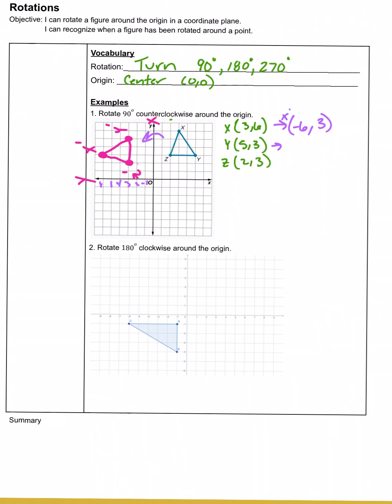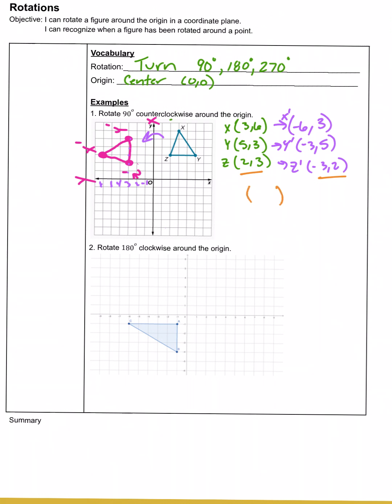Y, this is x prime. Y prime is at 3, 1, 2, 3, 4, 5. Is that 3, negative 5? And z prime is at negative 3, 2. So if we compare where we were, 2, 3, to where we are, negative 3, 2, we are flipping.